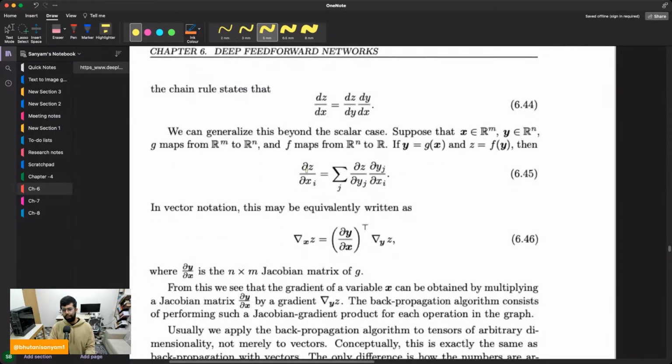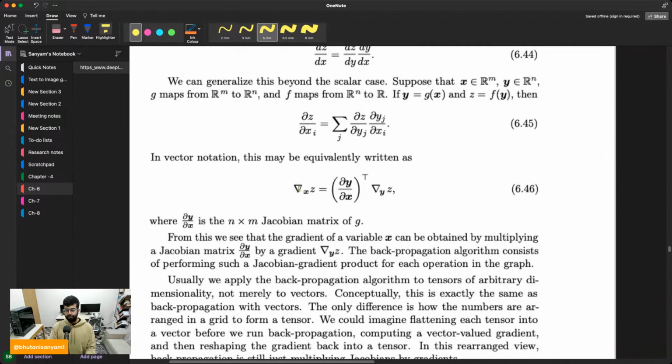They also give you the partial versions of this. So this is del z by del x i, summed over all the elements. And if you're working with vectors, this can be written like so. The gradient of z is written like so, and then they say del y by del x is the n by m Jacobian matrix of g. At this point, I don't remember what a Jacobian is, and I had to look it up, if it's helpful for you.